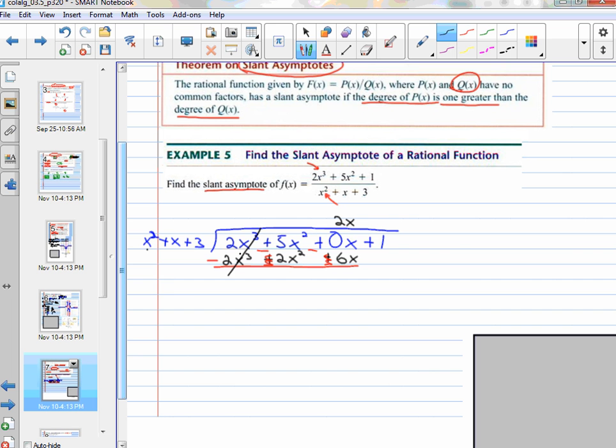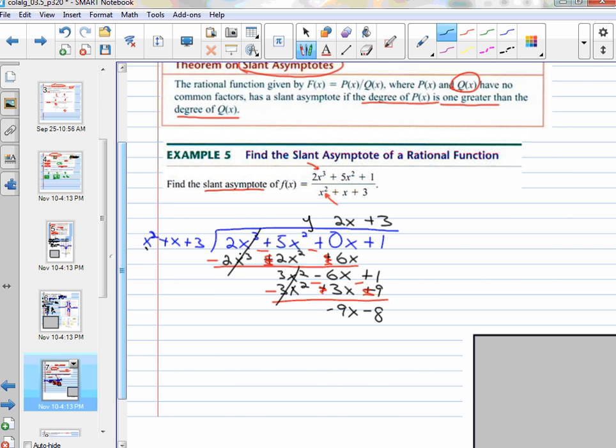So those cancel. 5 minus 2 is 3x squared. 0 minus 6 is negative 6x. Bring down the plus 1, and we repeat. X squared times 3 is 3x squared. Multiply by 3. 3x squared plus 3x plus 9. Change our signs. Add it together. Those cancel. Negative 6 minus 3, negative 9x. 1 minus 9, negative 8. Can I take x squared and multiply it by something and get negative 9x? No, that's the remainder. We don't care about the remainder.